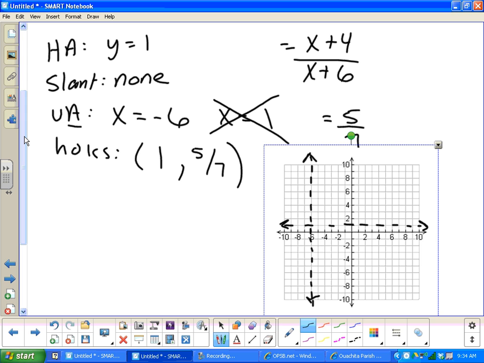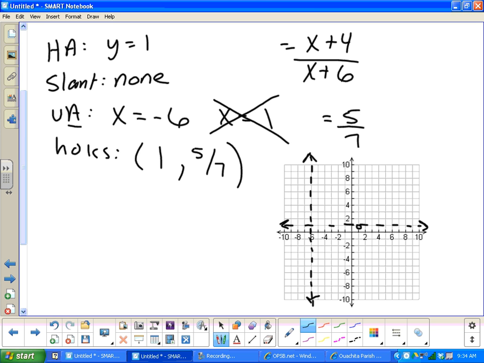So there's 1, and so 5/7, right. Here's the thing. It definitely would not be on the asymptote, would it? Because we can't touch asymptotes. So it'd be like right there. Somewhere in there is going to be a hole.